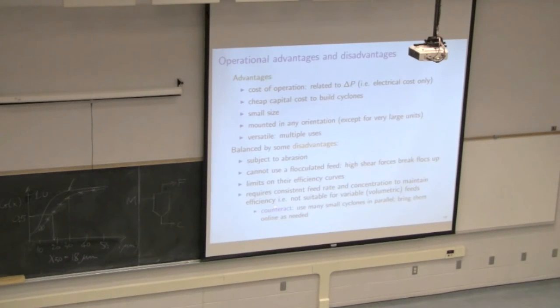So for situations where you cannot guarantee a constant feed volumetric flow rate, the approach is simply to take many cyclones and put them in parallel and then close the valves for those that are not needed. And as your volumetric feed requirement goes up, you open the valves and bring more cyclones online, so that you keep the ones that are operating at a stable volumetric feed.